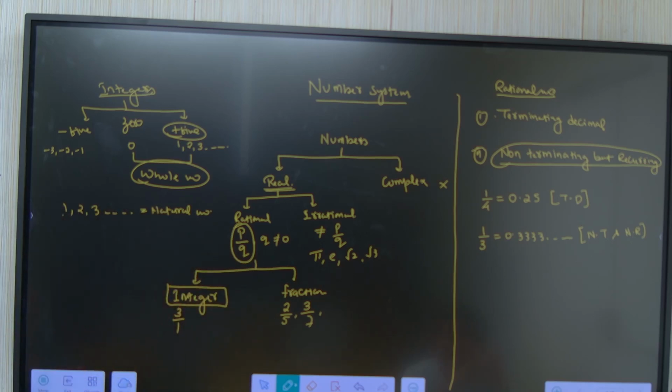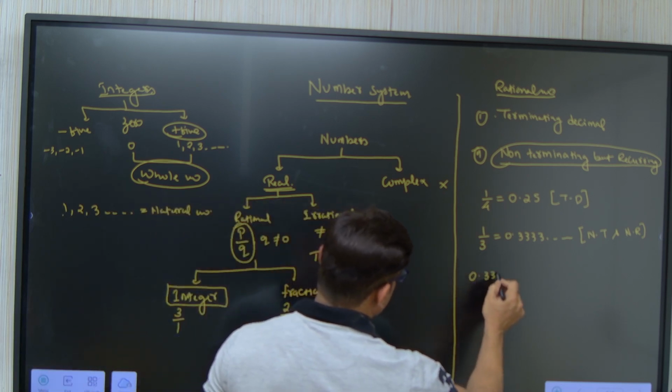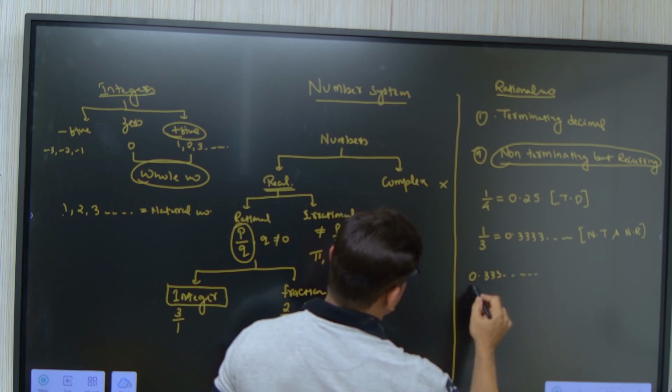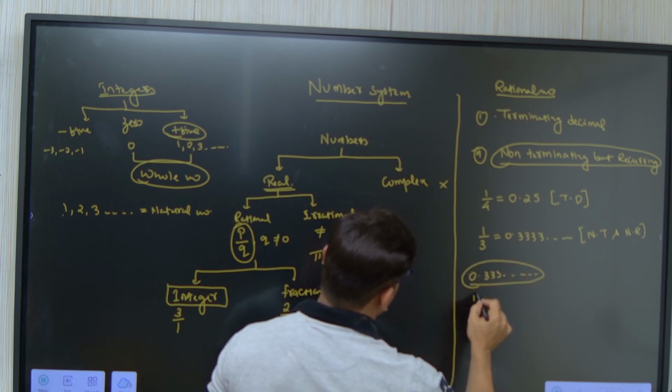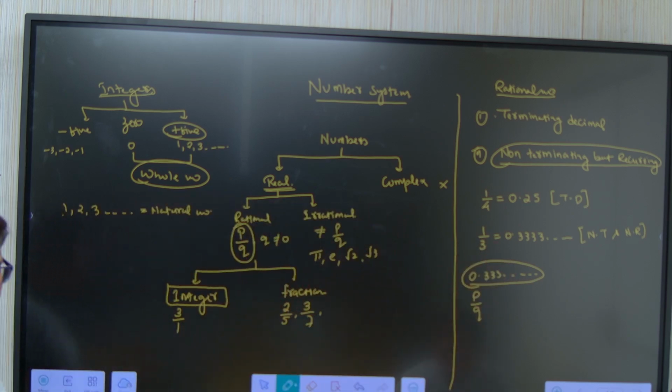Now the question is, if there is a number which is non-terminating but recurring, how to write that number in the form of P by Q? That's the first thing we should learn. If I give you, let's say, 0.3333 and ask you to write this number in the form of P by Q, which is 1 by 3, how to do it? We'll see that. I am telling entire thing.